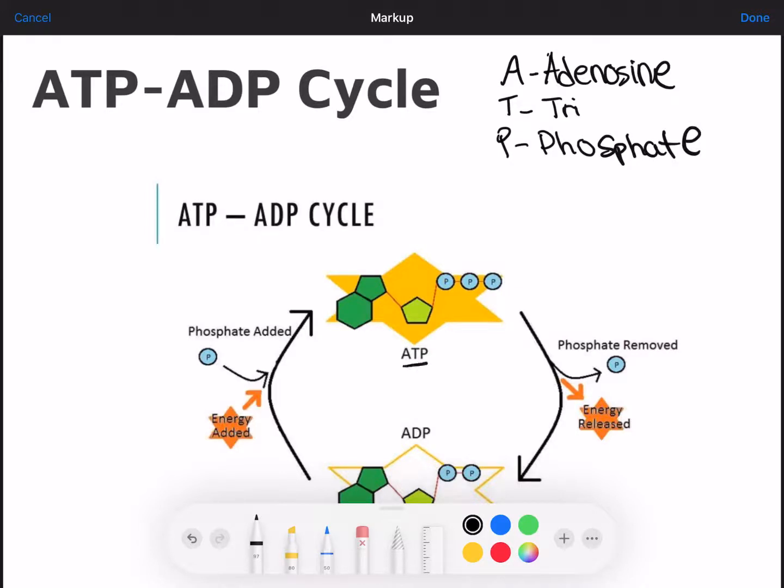So here, this is ATP. The big giveaway is that there are 3 phosphates. That's why we call it tri. Tri always means 3. The other type is called ADP.